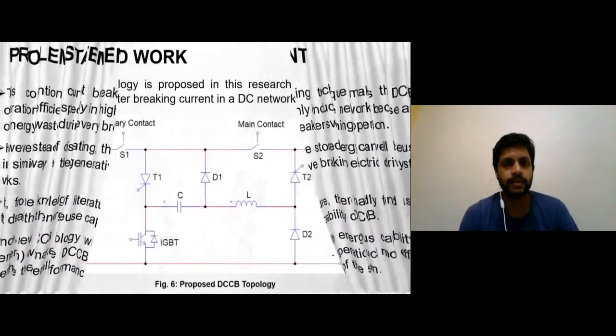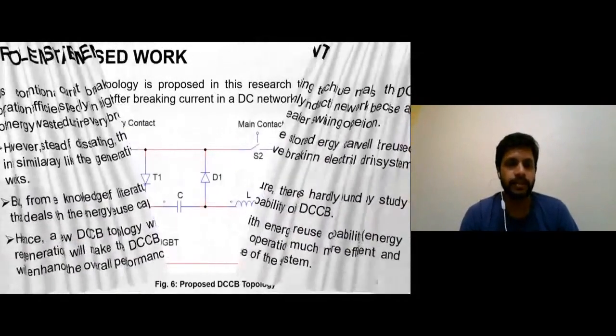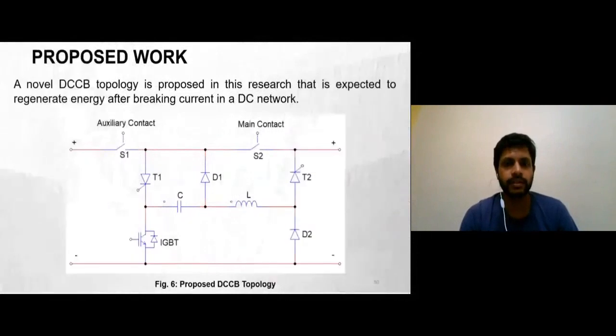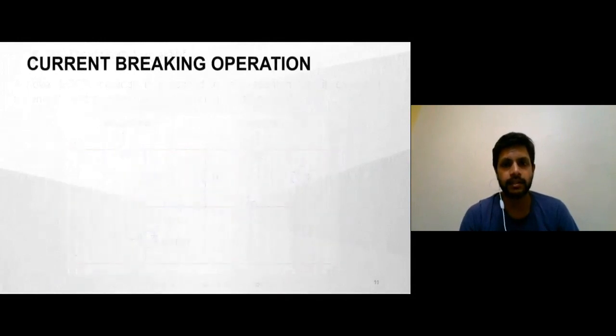So in this research, we have proposed a new DC circuit breaker topology. This is the new proposed circuit breaker topology, which is made of a few mechanical switches and a couple of electronic devices. We can see from here that there are two mechanical switches, S1 and S2, two thyristors, T1 and T2, an IGBT, and some passive elements and a diode as well. So how does this circuit breaker work? Let's take a look at the working principle of this circuit breaker.